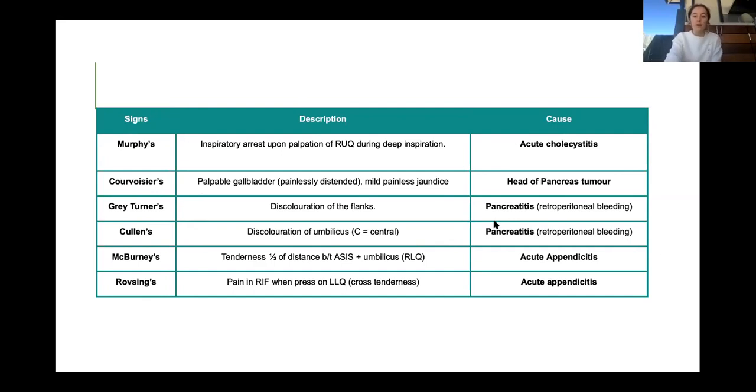And then related to your appendicitis, you have McBurney's and Rovsing's. So McBurney's is actually where the appendix is in your right lower quadrant, whereas your Rovsing's is a sign of the cross tenderness. So it's on the other side. So when you press in and then when you release, there's more pain.